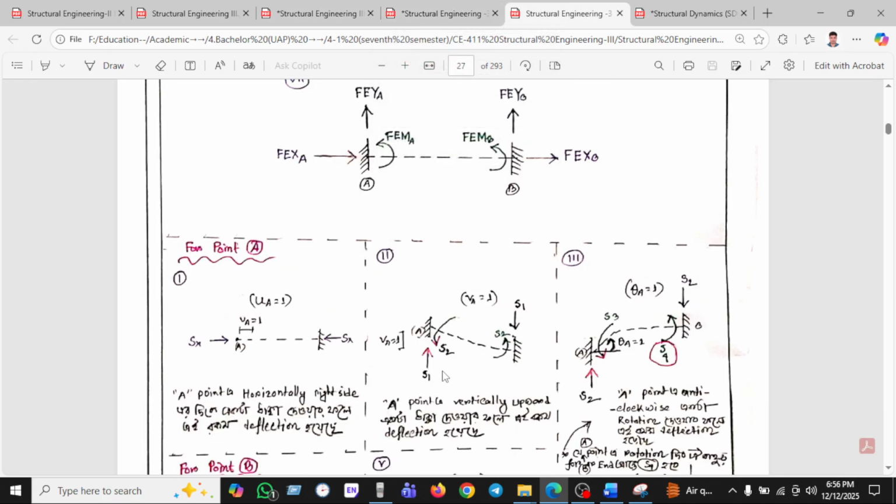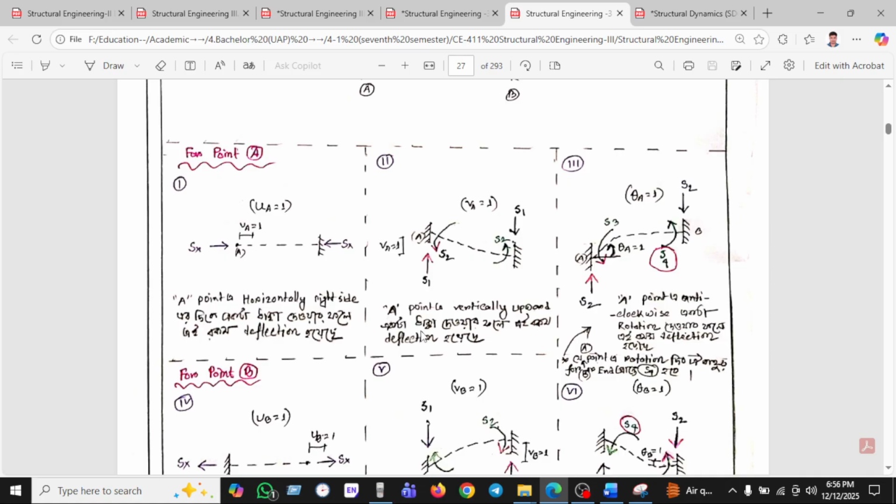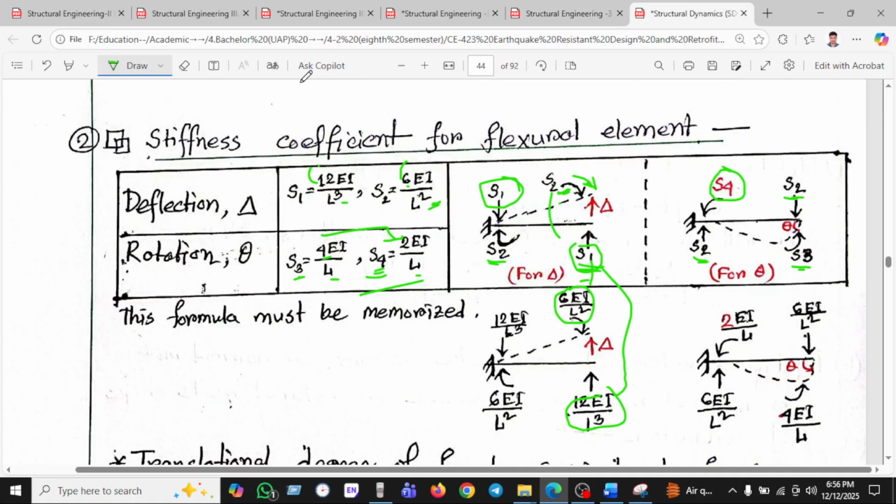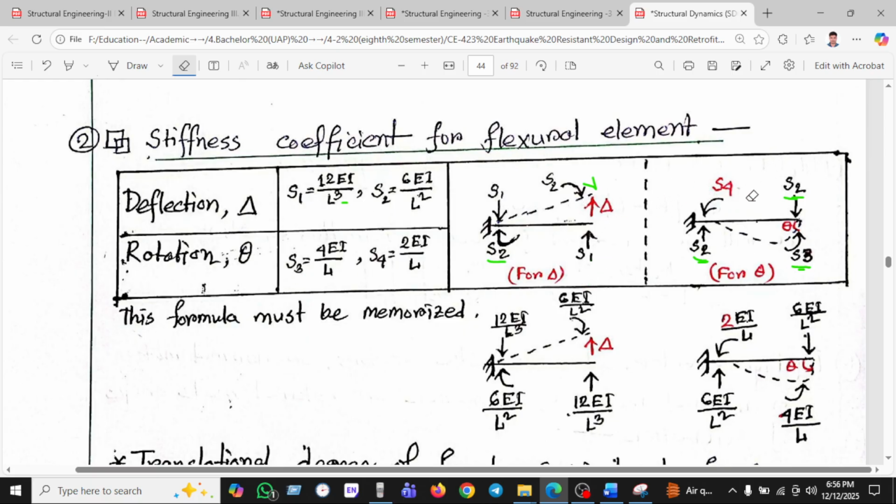And this is the formula derivation, and this is the formula, and you must keep the formula in mind. There is no other option without the formula. I have already taught you how to memorize the formula.